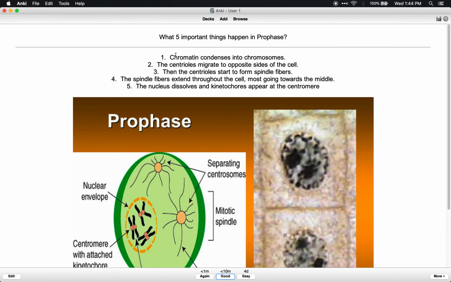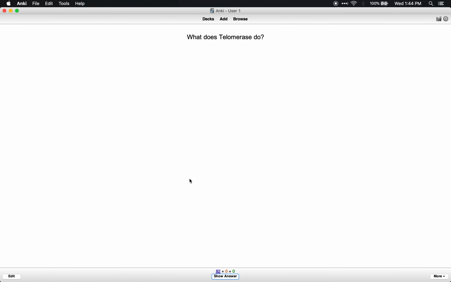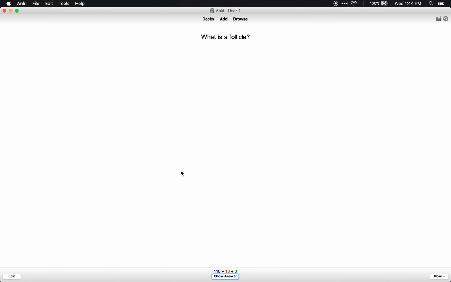Chromatin. Yeah, there's some repeats in here. This might be a merged deck. Let me just double check real quick if this is a merged deck. Yeah, there's some similarities between 3 and 2, which is why it's a little bit confusing.